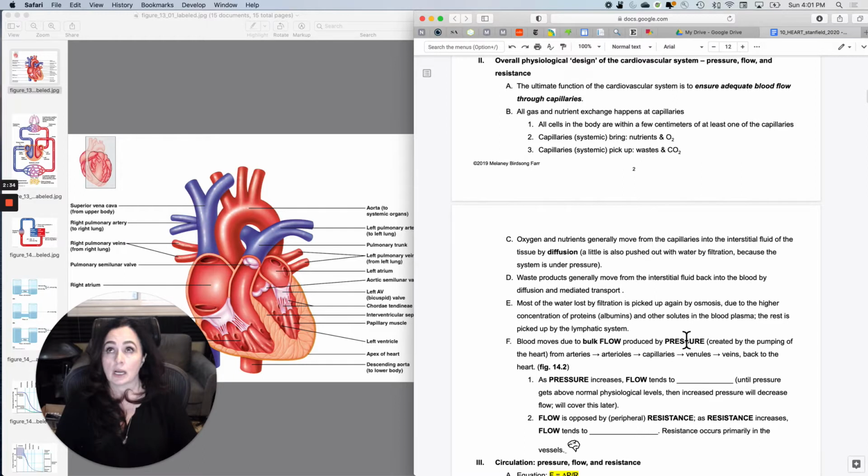Ultimately, the overriding function of the cardiovascular system that all of the other things serve is that the cardiovascular system is supposed to ensure adequate blood flow to capillary beds, no matter what the cost. So for instance, if you had a capillary bed that had really low flow, you would bump up the pressure even if it damaged the pump or the tubes, because the overriding functionality, the one that trumps all of the others, is the ultimate function of the cardiovascular system is to ensure adequate blood flow through capillaries.